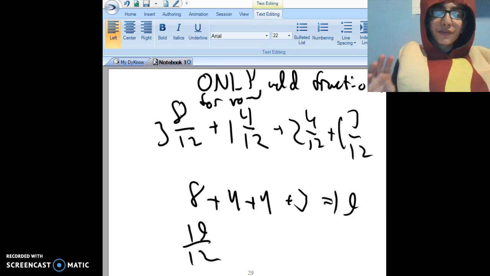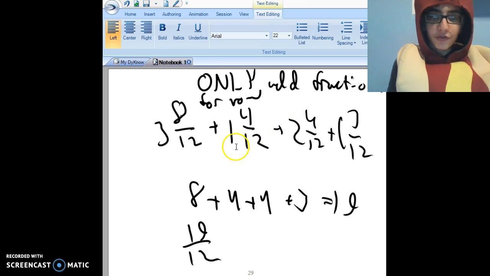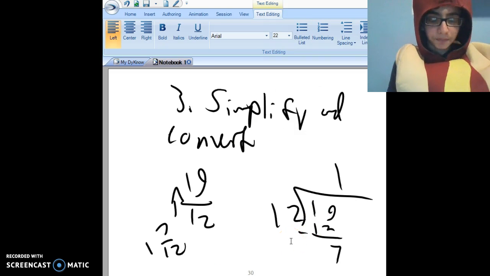So now we only add the fractions. So 8 plus 4 plus 4 plus 3 equals 19 over 12. You do not add the denominators. So we convert that into a mixed number. Step 3, simplify and convert. So 19 divided by 12 equals 1 with the remainder of 7. 1 and 7 over 12.